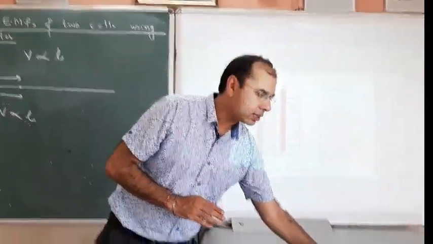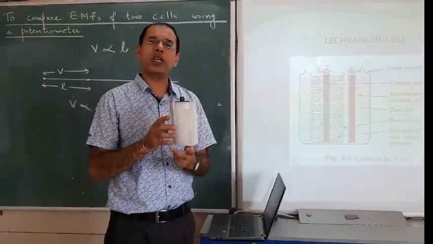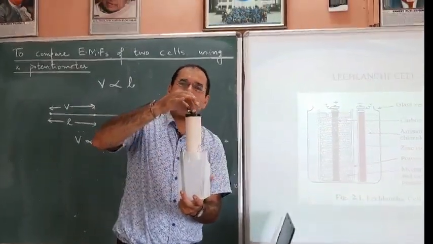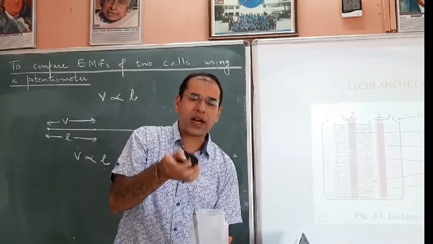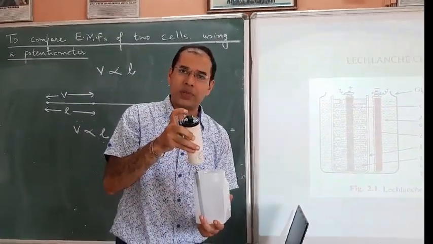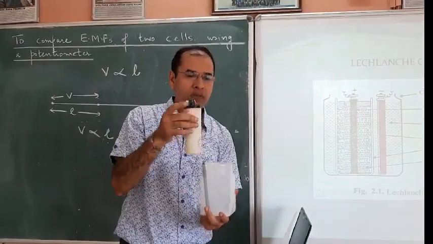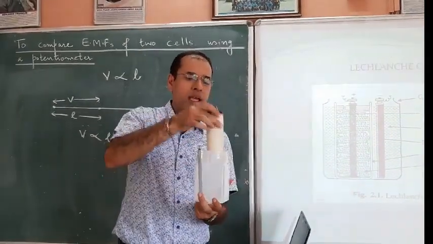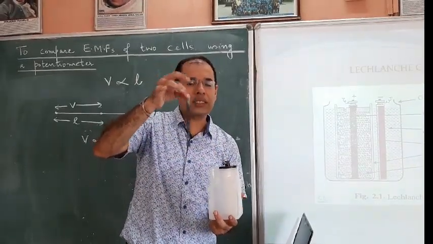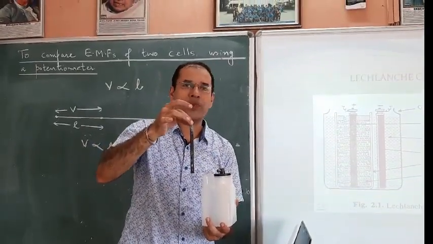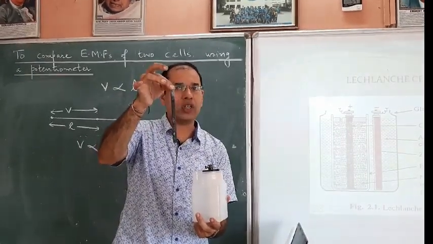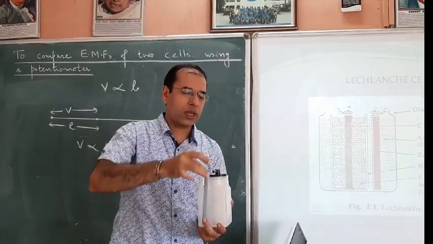If we look at this actual cell in which the solutions are yet to be put, this part has in the middle the black portion which is the carbon. So this is the carbon rod which will act as positive, and this one will be the zinc rod. Insert it into the cell only when you have to perform the experiment, otherwise you can keep it outside. This zinc rod is to be taken as negative.